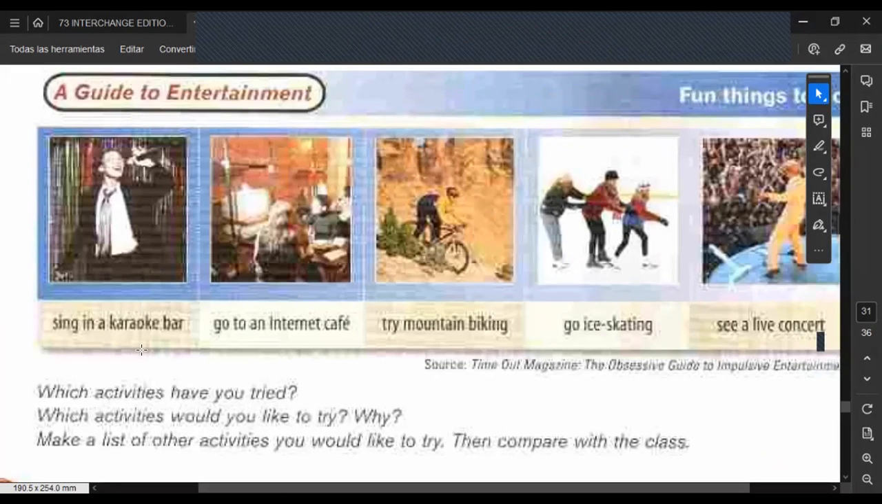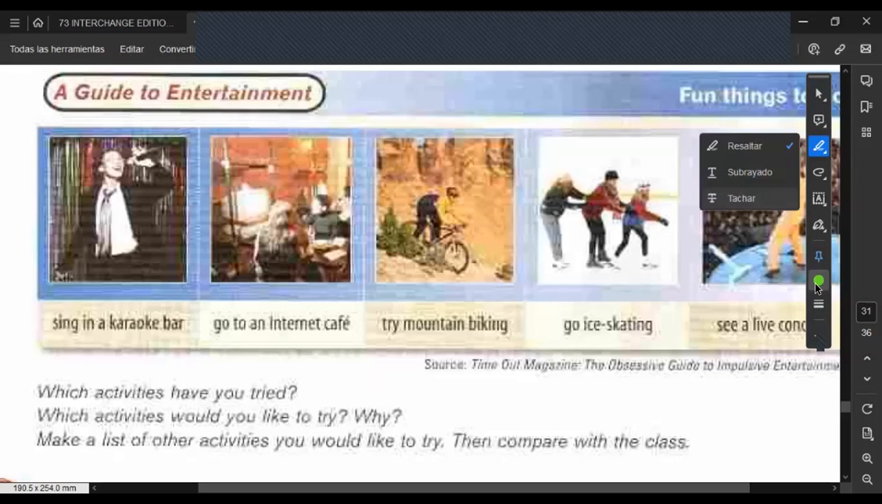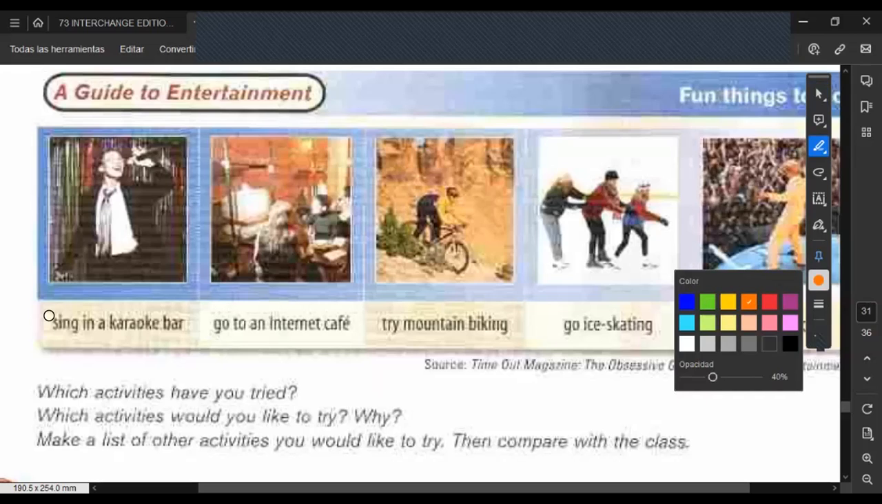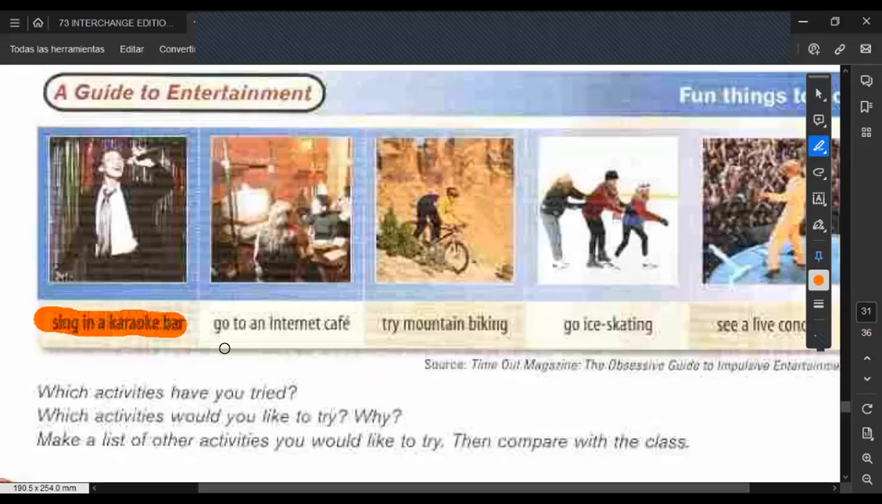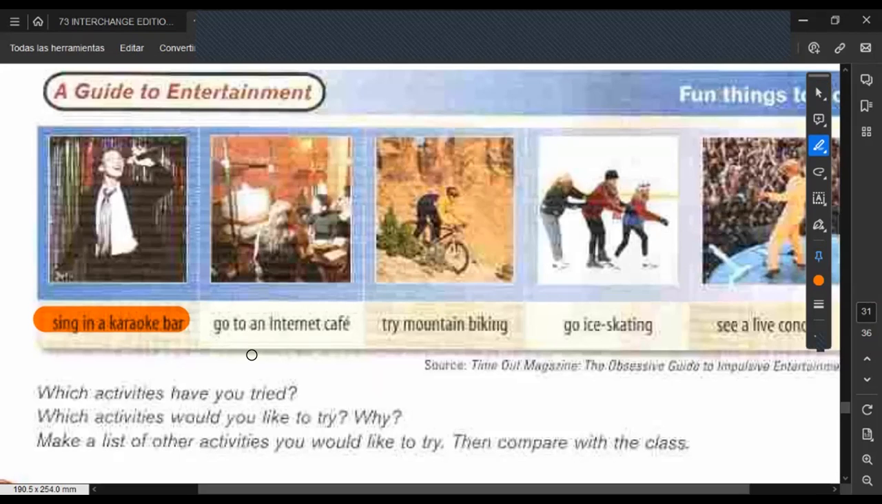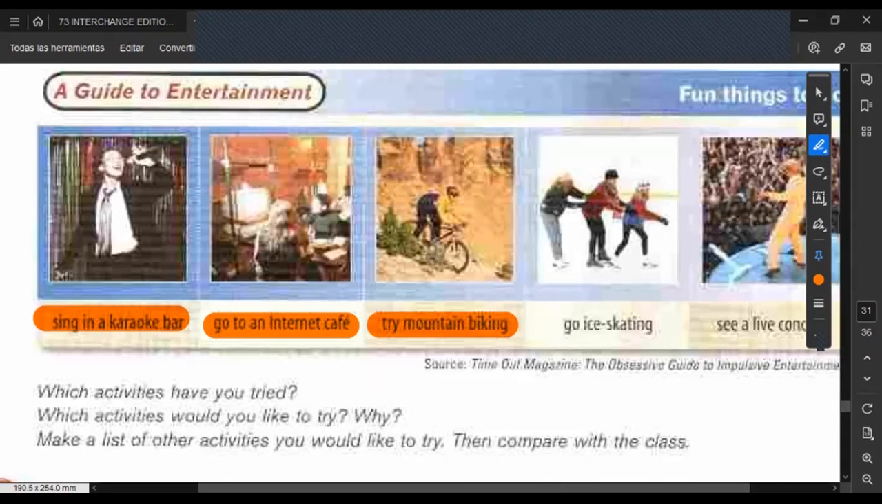Now, ahora sí. Okay. In the first one, what do you have? Sing in a karaoke bar. The next one? Go to an internet cafe. Yes, go to an internet cafe, right? Try mountain biking.